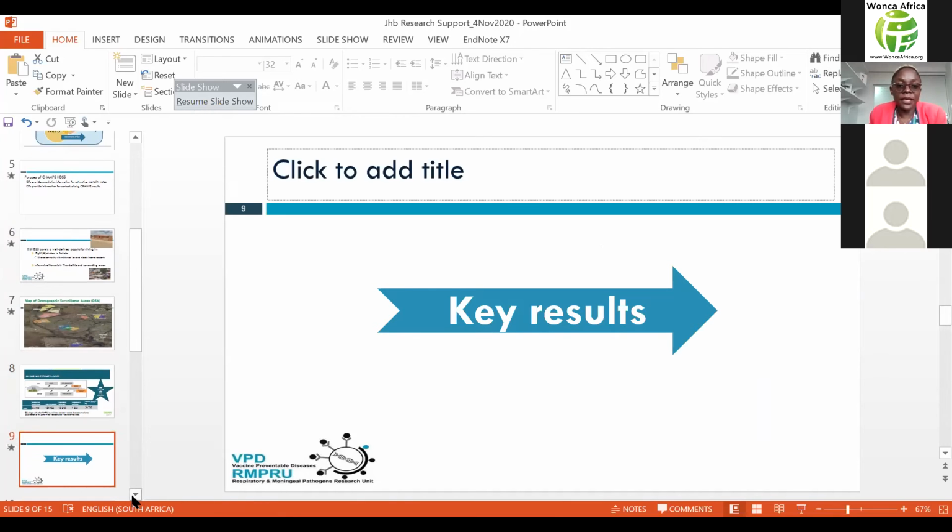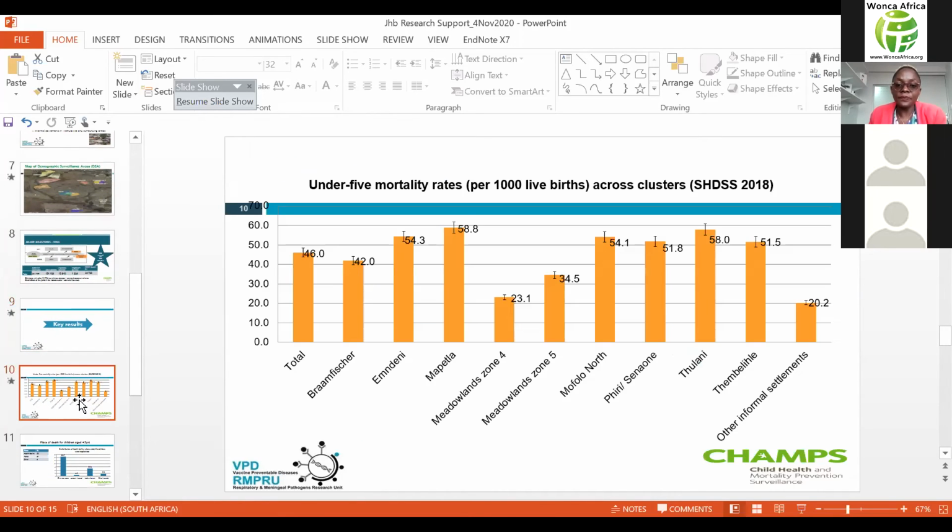Now, to zoom into some key results that we have thus far, in terms of the under 5 mortality rates, we see quite a variability across the different clusters. So even though our clusters were based on a mortality rate of 50 per thousand and above, based on Statistics South Africa population stats, we actually see that once we are on the ground and start collecting data, there is huge variability in terms of the mortality rates, ranging from 23 per thousand in Meadowlands Zone 4 to about 58 per thousand in Tulani. Tembelihle also has quite a high mortality rate, sitting at 53 per thousand.